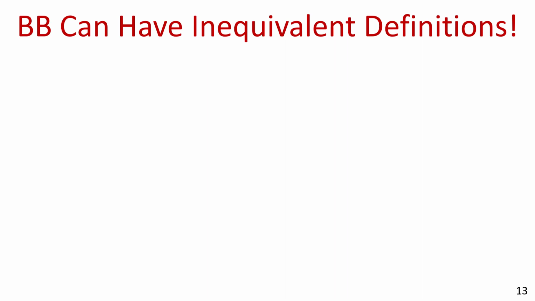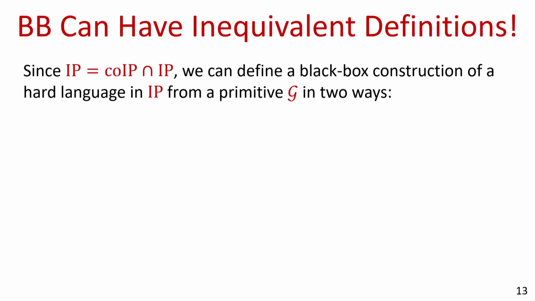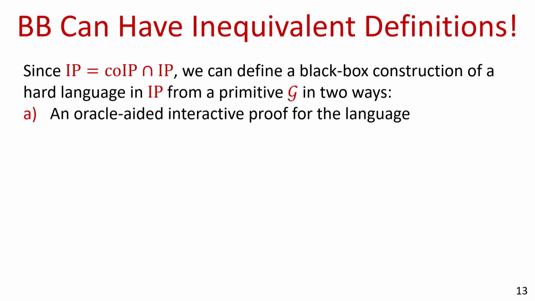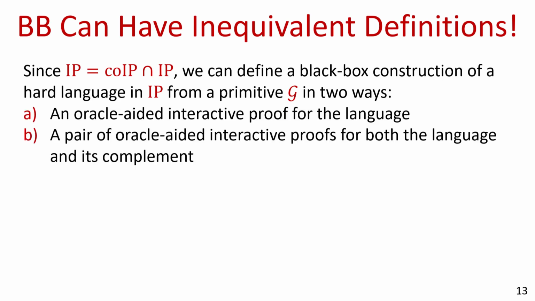Moreover, the same complexity class can have inequivalent definitions of a black box construction. For example, since IP equals IP intersect CoIP, we can define a black box construction of a hard language in IP from a primitive G in two ways: an Oracle-aided interactive proof for the language, or a pair of Oracle-aided interactive proofs for both the language and its complement.